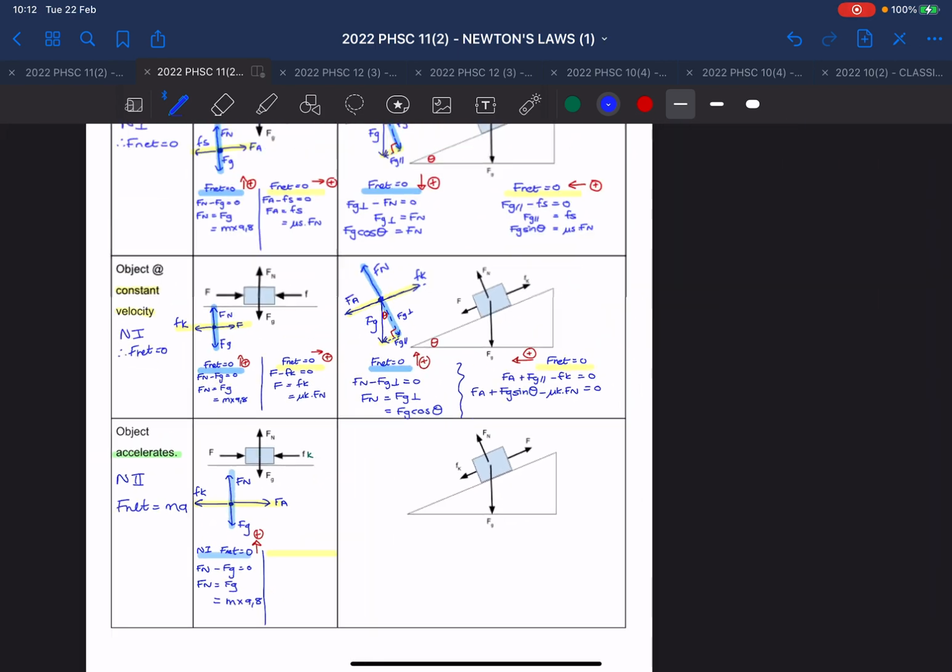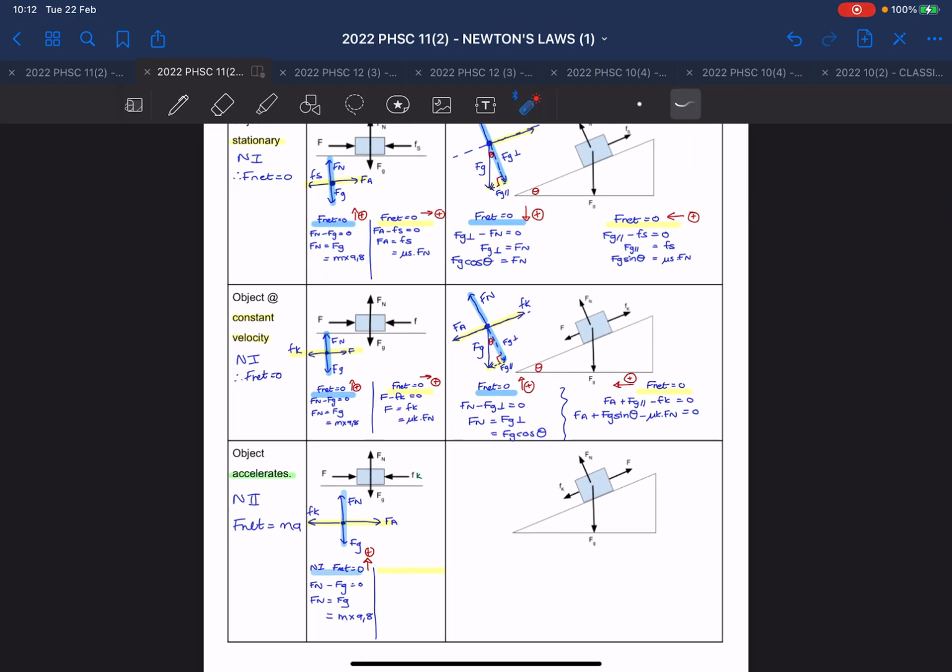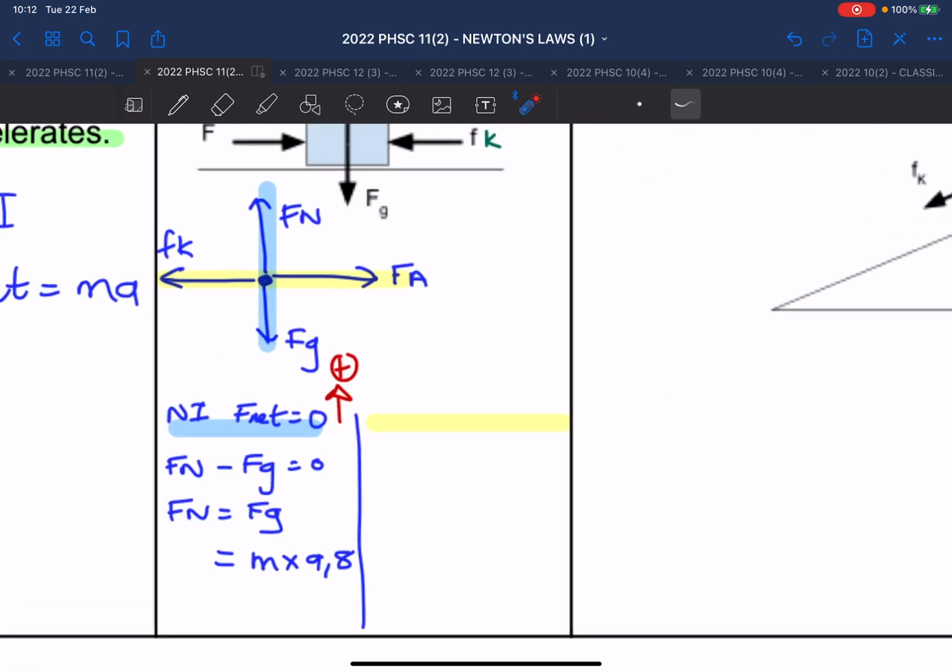Just want to zoom out again. So here Fn was equal to Fg. Here Fn was equal to Fg. Here it is again. But when it's on an inclined plane, Fn was equal to Fg perpendicular. Then I can make it even more difficult and add more forces, but we'll get to that. So they are not always equal to each other. It depends on the circumstance, the scenario that we have.